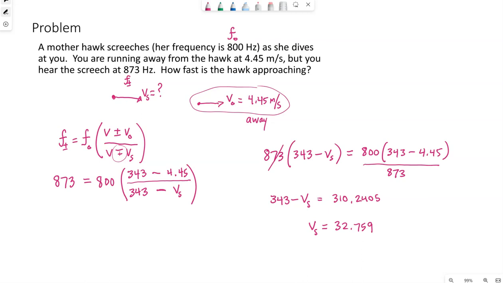Significant figures, I'm going to assume the 800 to be 3 sig figs. 4.45 is 3, 873 is 3. So my answer, the speed of this hawk would be 32.8 meters per second, which is pretty close to 70 miles per hour. Very quick, very fast.